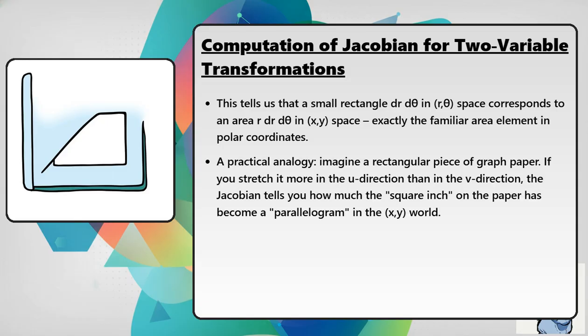A practical analogy: imagine a rectangular piece of graph paper. If you stretch it more in the u direction than in the v direction, the Jacobian tells you how much the square inch on the paper has become a parallelogram in the xy world.